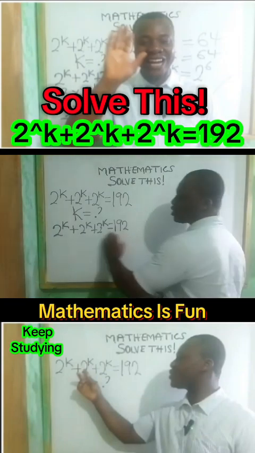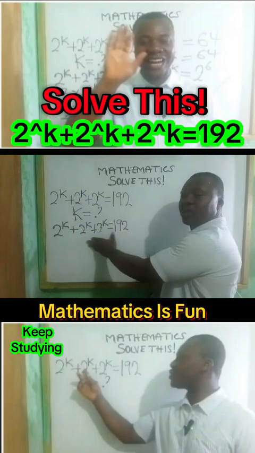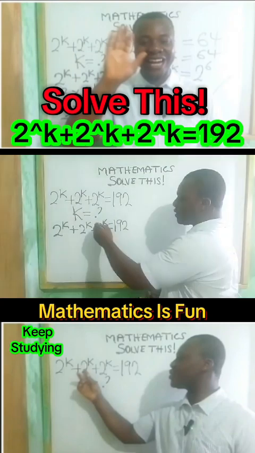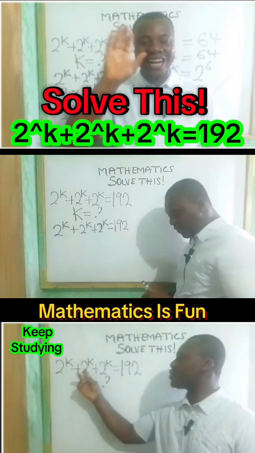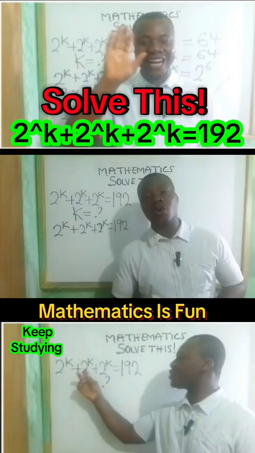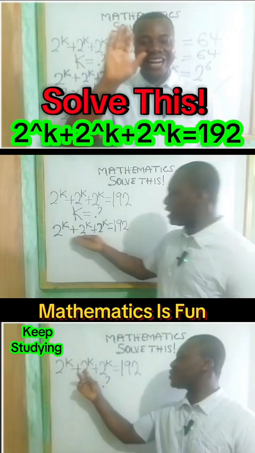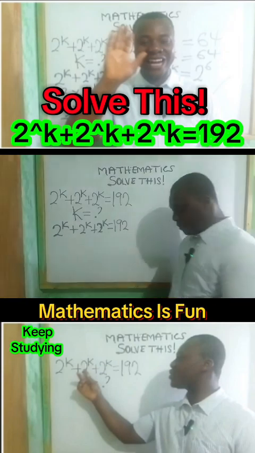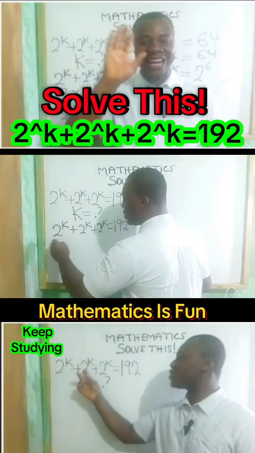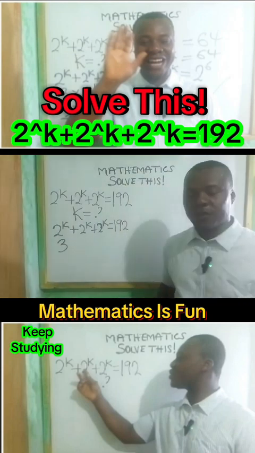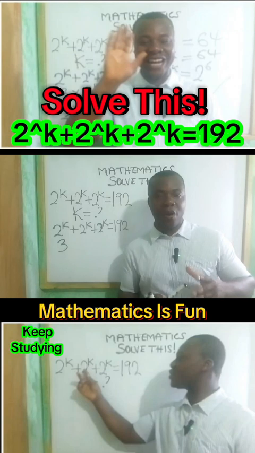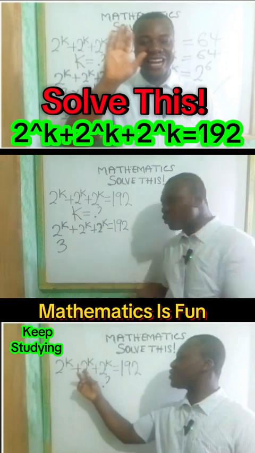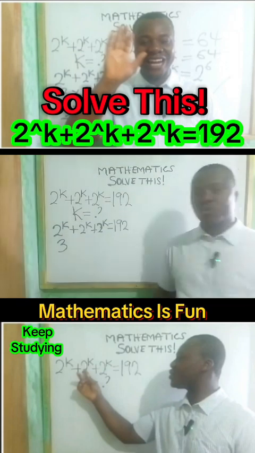So we have our solution like this: 2 raised to the power k plus 2 raised to the power k plus 2 raised to the power k equal to 192. Now, when you have it like this, the only thing is that you collect like terms. Luckily, these are all like terms. So how many are they? 1, 2, 3. So we have 3 of the 2 raised to the power k adding together, with an addition operator in between them.